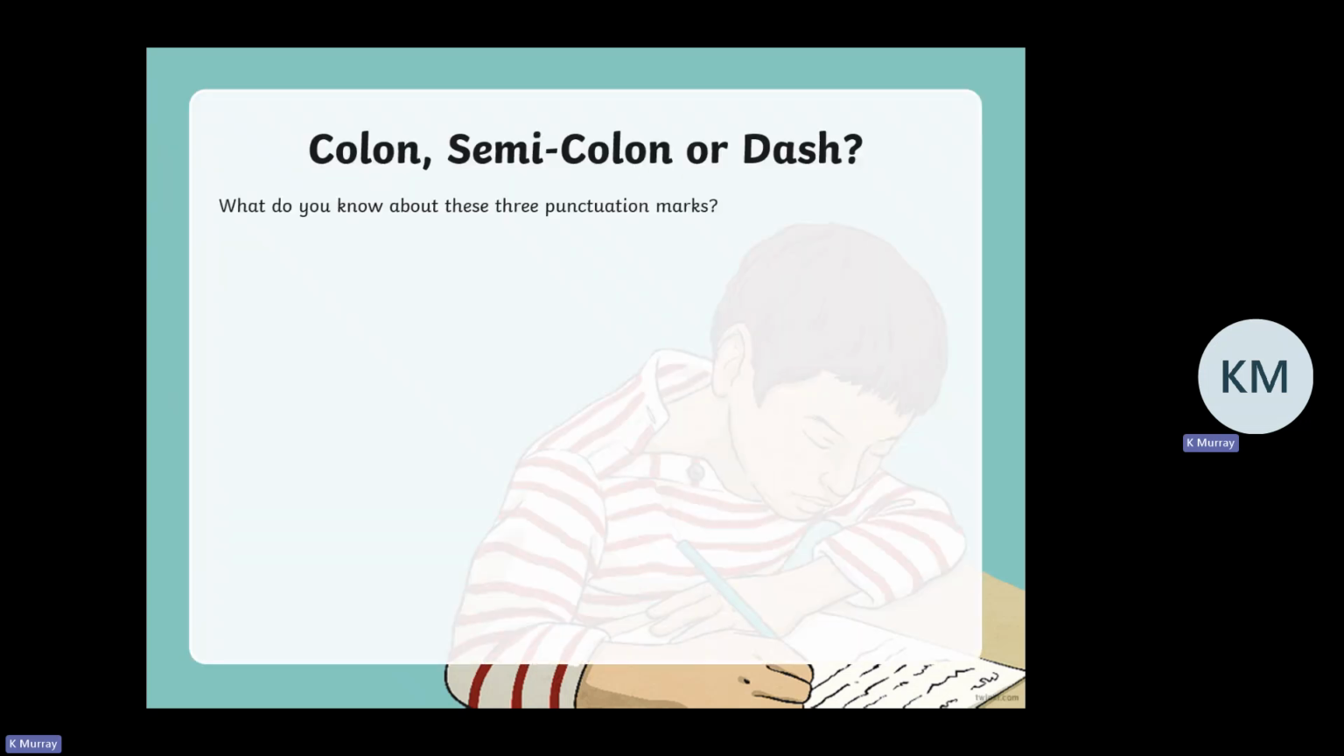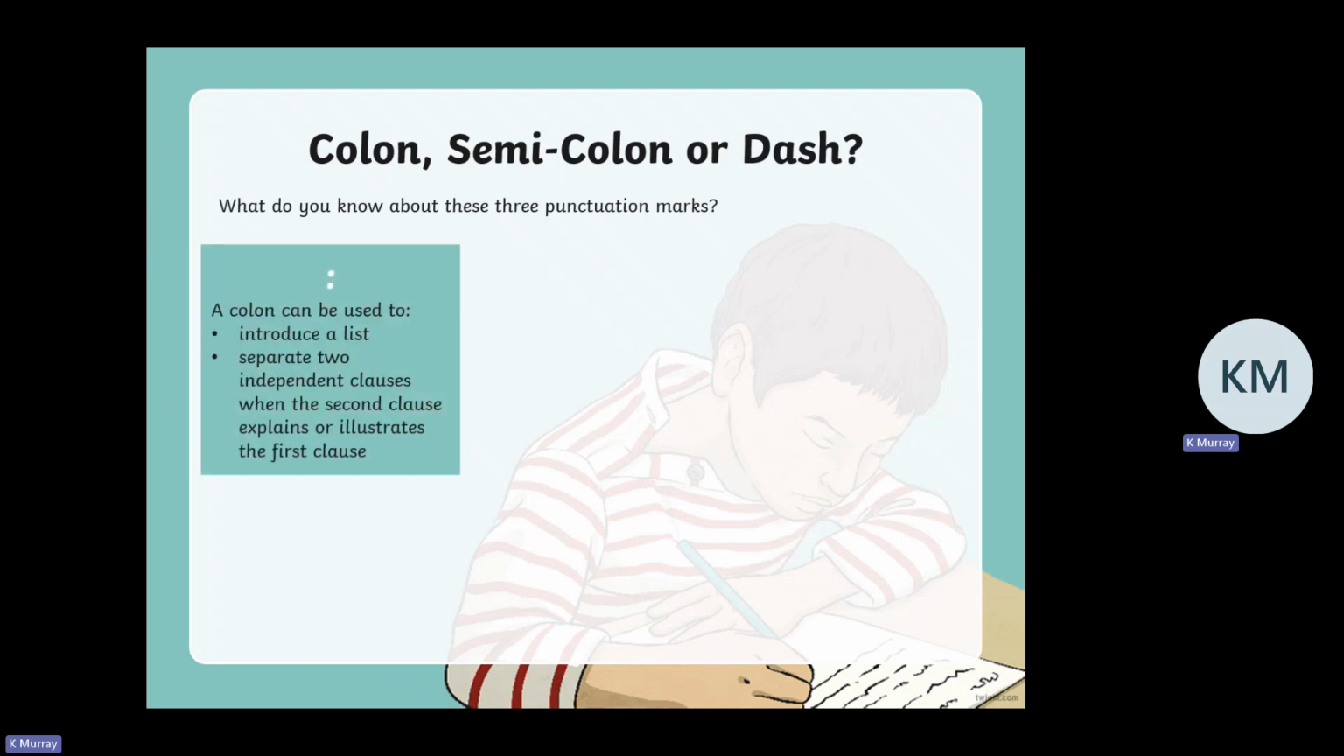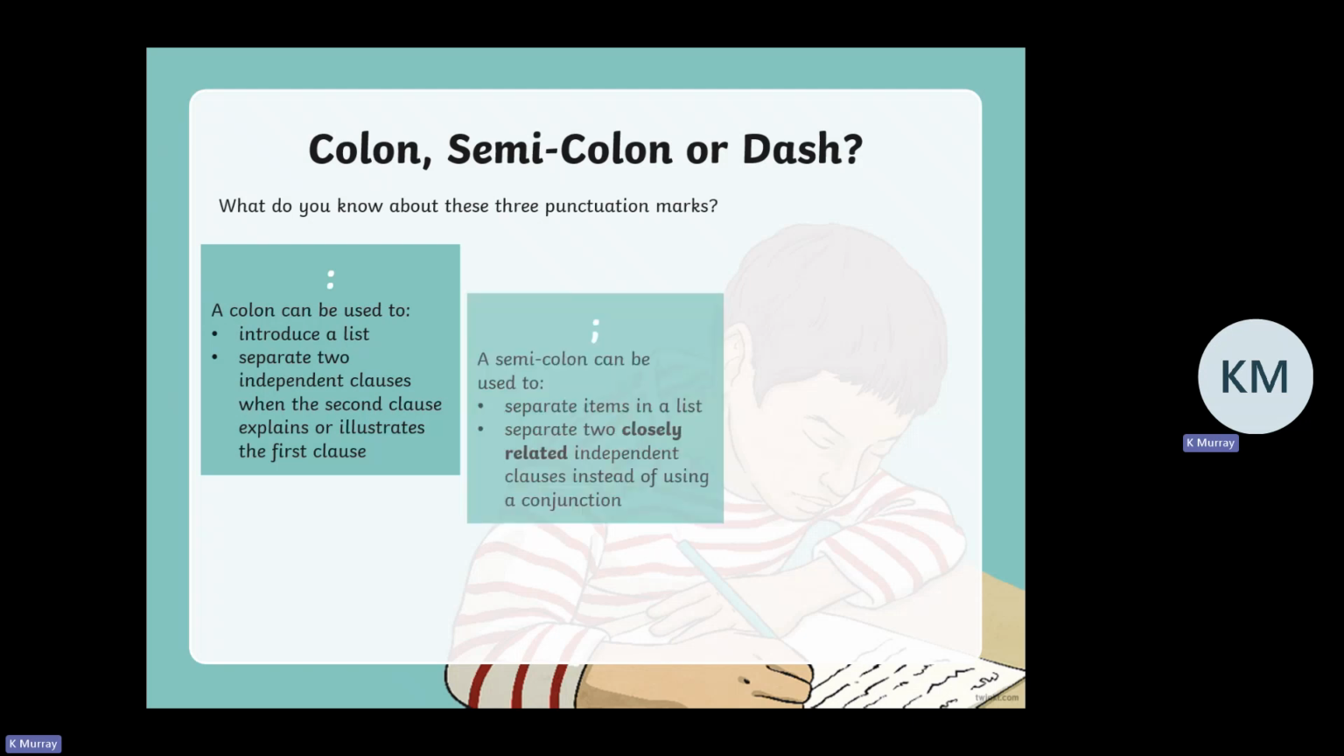Okay, so let's have a little reminder. What do we know about these 3 punctuation marks? I'm thinking about a colon, a semicolon or a dash. Okay, so what do we use colons for? Well, a colon can be used to introduce a list, and I'll show you an example of that in a minute, or it can separate 2 independent clauses, but when the second part of the sentence, the second clause, explains or illustrates the first. I'll show you an example, don't worry.